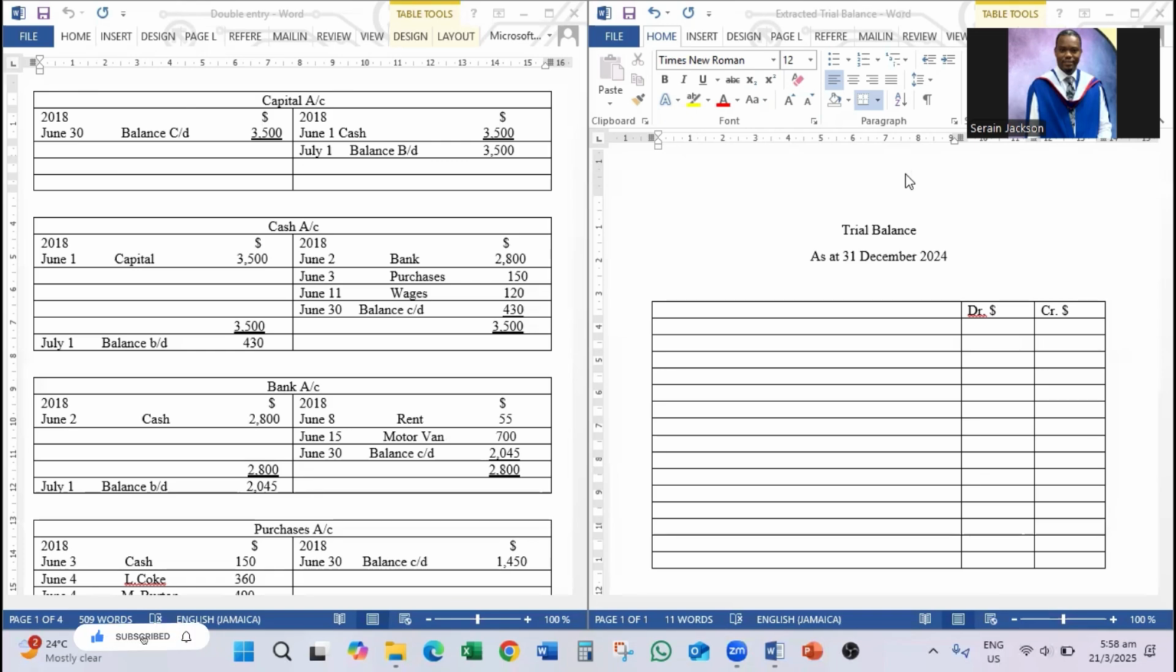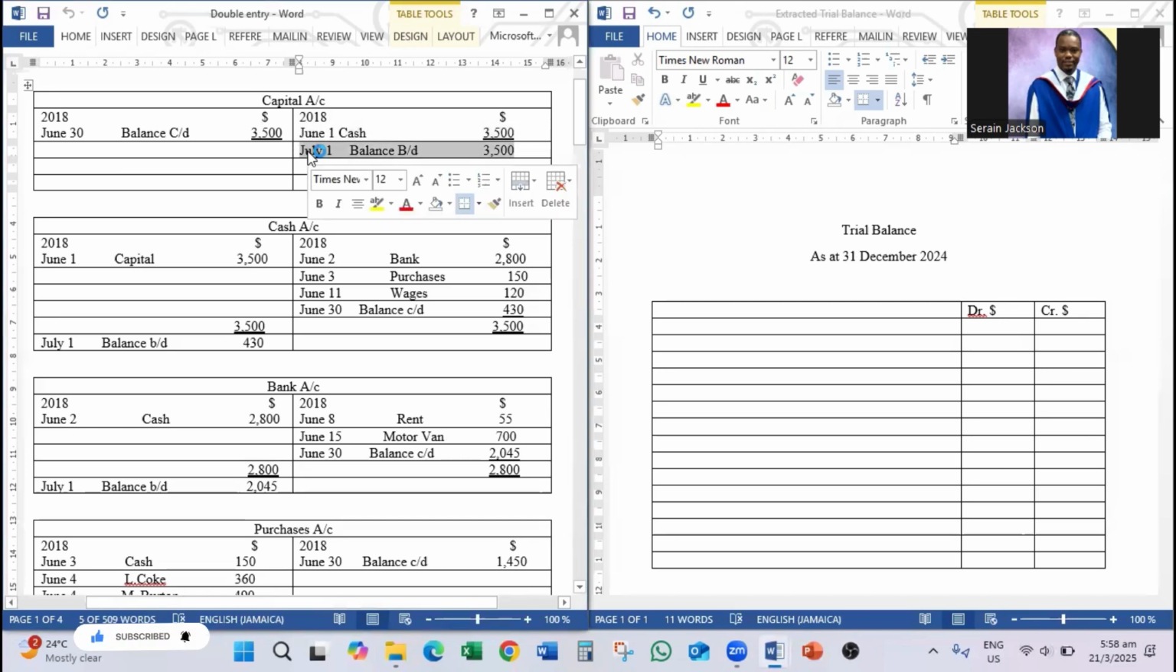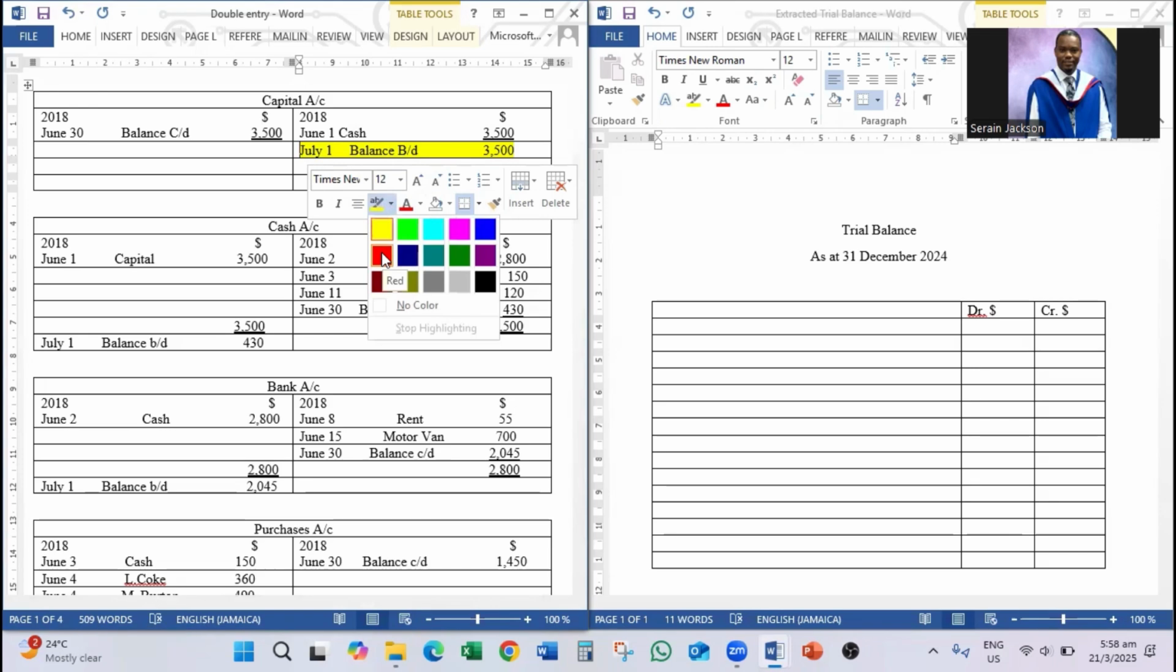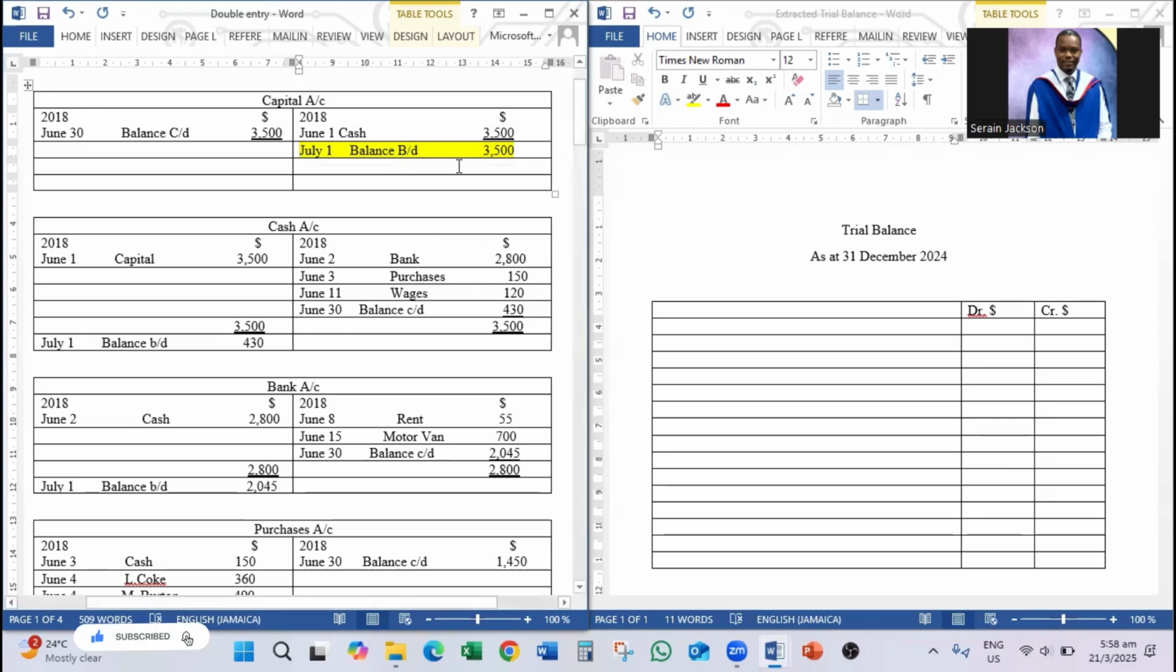So when you are extracting a trial balance, we need to remember that we are only going to use the balance brought downs. So the balance brought downs, these are what we are going to be using when we are balancing off the double entry accounts. Only the balance brought downs. And when we are extracting the trial balance, we are going to put the balance brought downs on the same side that they are on in the account.